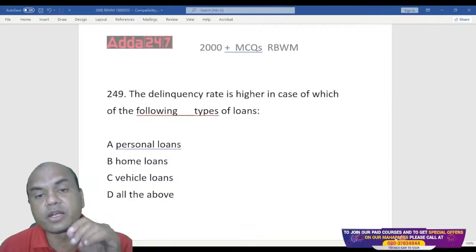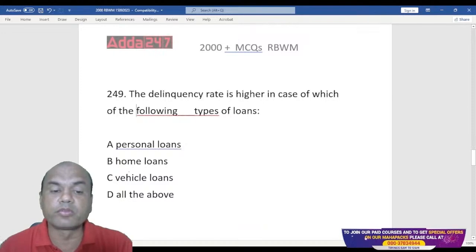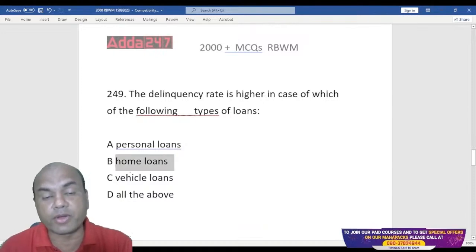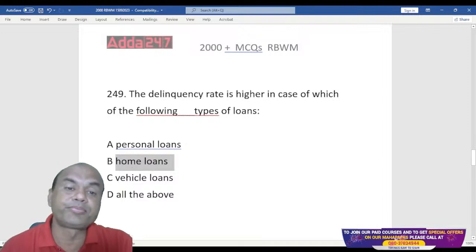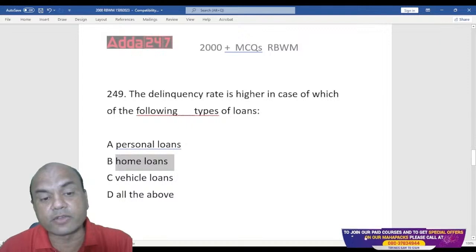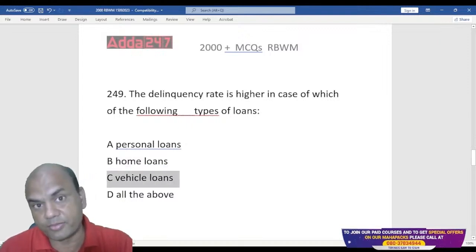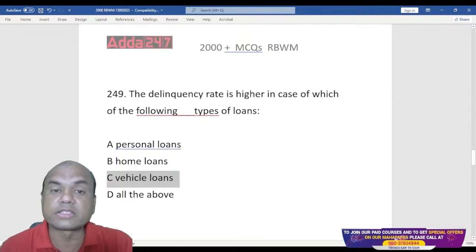Borrower will be least worried in which of these loans? Is it in personal loan, home loan, vehicle? In home loan, the borrower will be afraid. If the borrower doesn't pay the EMI, the bank will sell off that property, as it is mortgaged to the bank. Vehicle loan also, the borrower will be afraid that if he or she does not pay the EMI, the bank will sell off the vehicle.